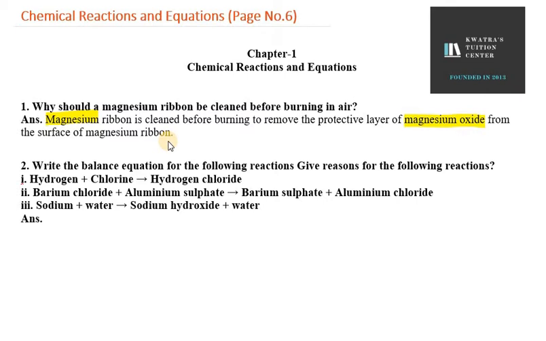Let's start with question number 2. In question number 2, we need to write the balanced chemical equation and give reasons for the following reactions. In the first case, we are given hydrogen. So I will write hydrogen as an element, that is H2, chlorine is Cl2.